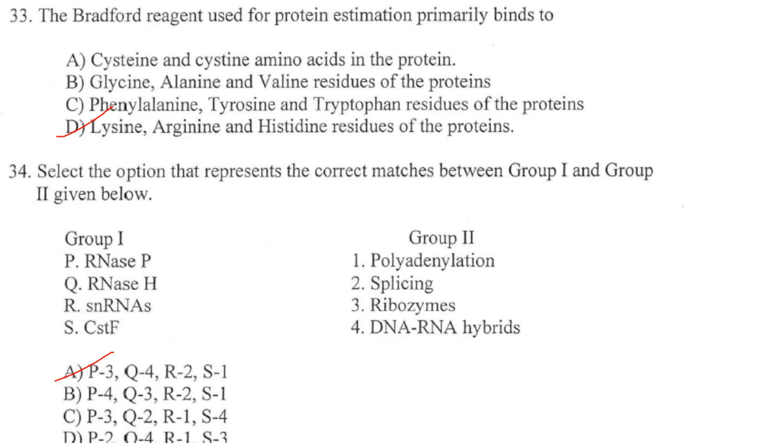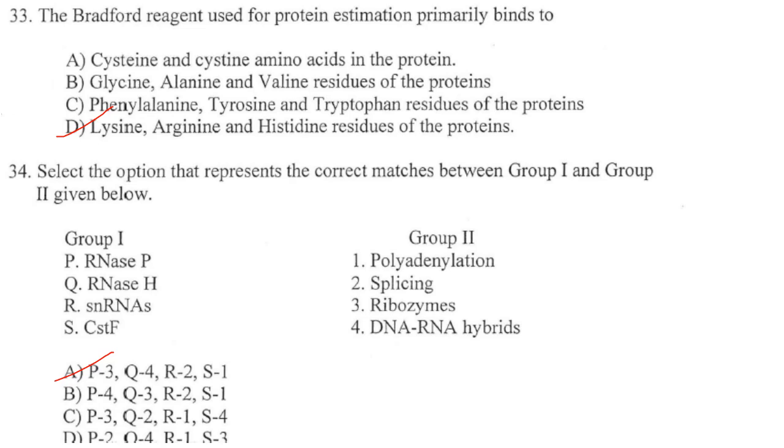Select the option that represents the correct matches between group 1 and group 2 given below. So group 1, RNase P. RNase P is a ribozyme. So P3. So options B and D could be eliminated. We have to see A and C. Then RNase H is for DNA RNA hybrid removal. So Q4. So answer is option A, but we will see the others also. snRNAs are for splicing, and CSTF is not directly involved in polyadenylation, but as per the option it is polyadenylation. S1. So P3, Q4, R2, S1 is the answer.